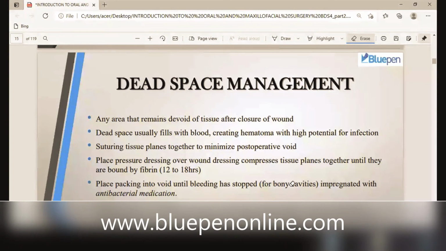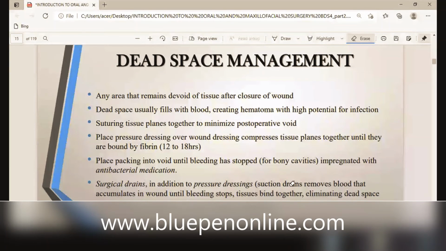Now there is something called dead space. Dead space is an area which remains devoid of tissue after closure of the wound. Now you did all the surgery and you close this area, this vacant space. After you send the patient home, that area will get filled with blood, as there is no tissue inside. This blood will flow and enter this vacant space, and it will form a hematoma there. This hematoma is a potential site of infection.